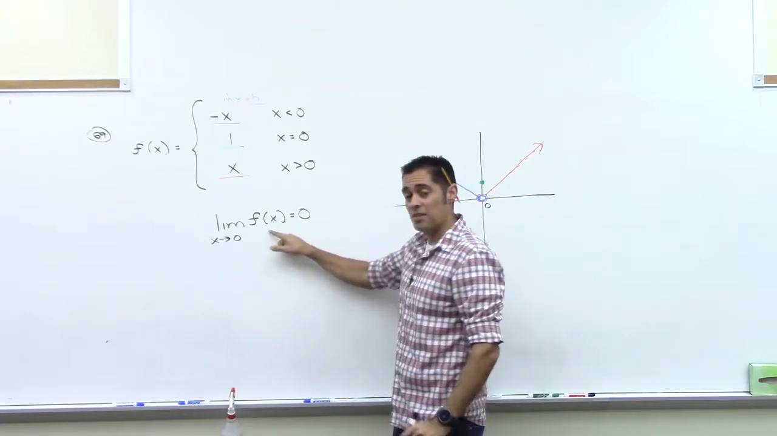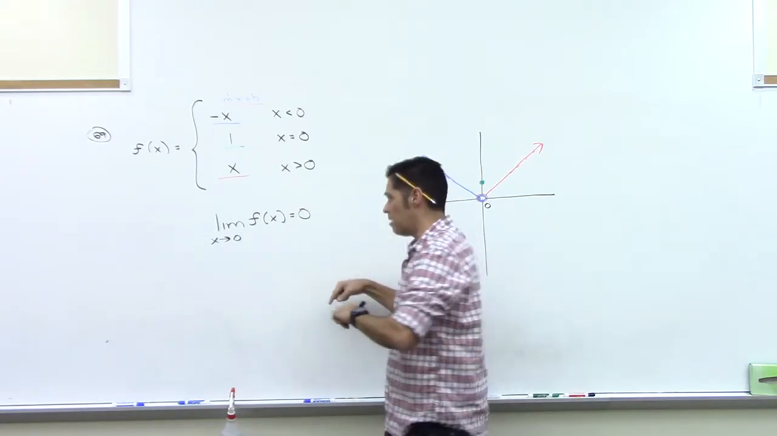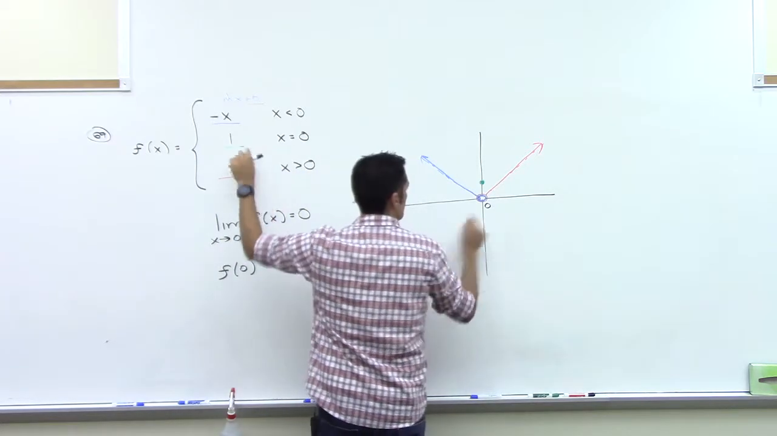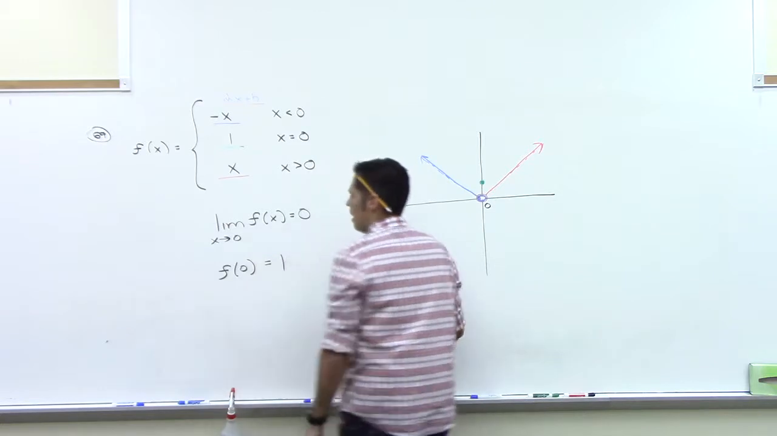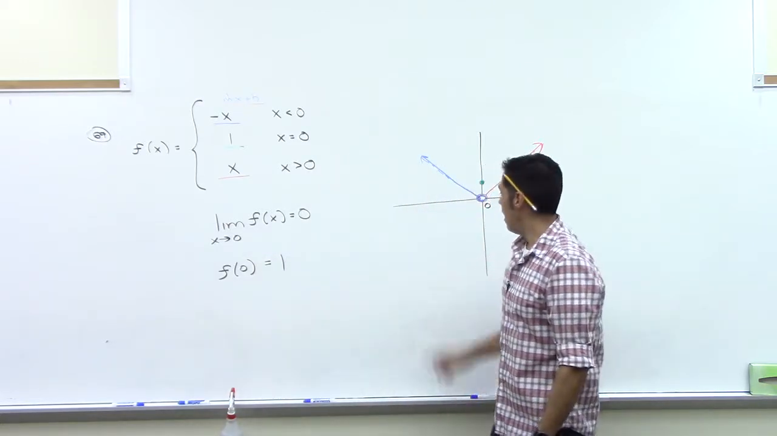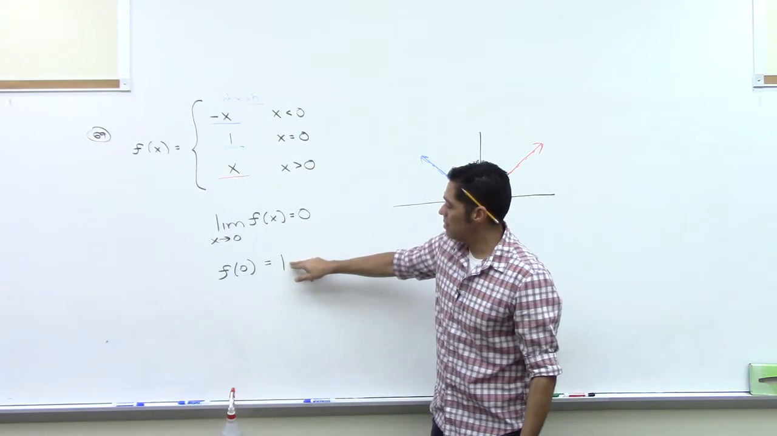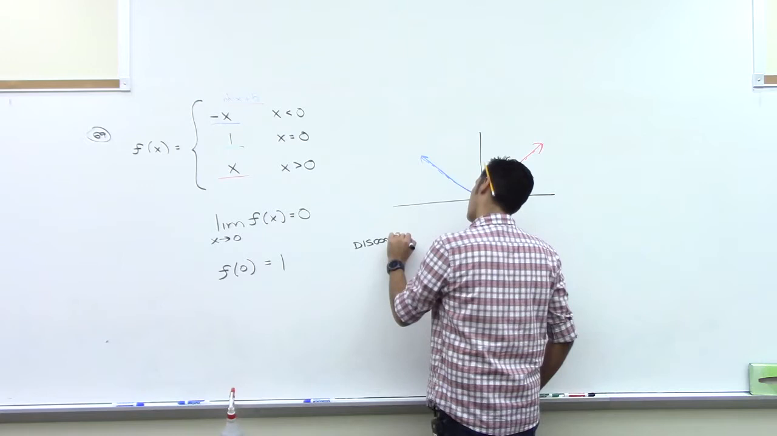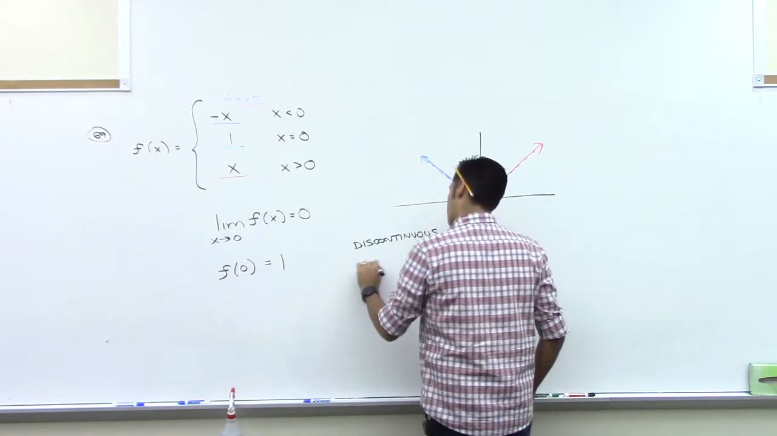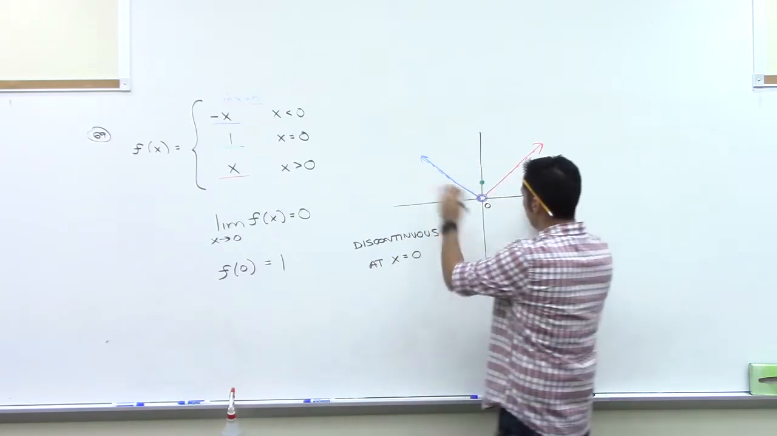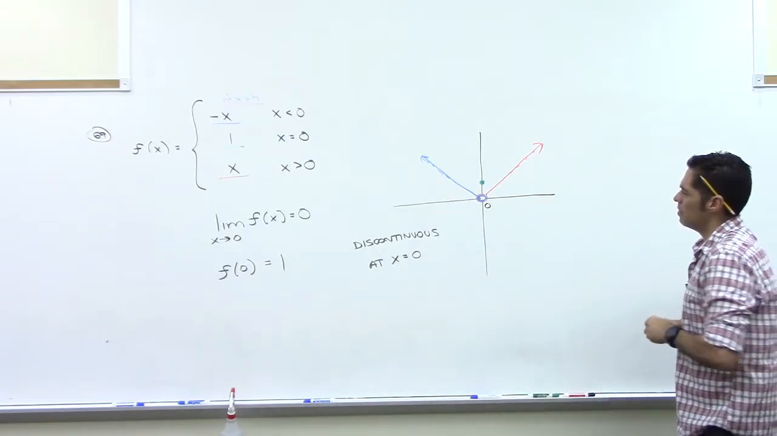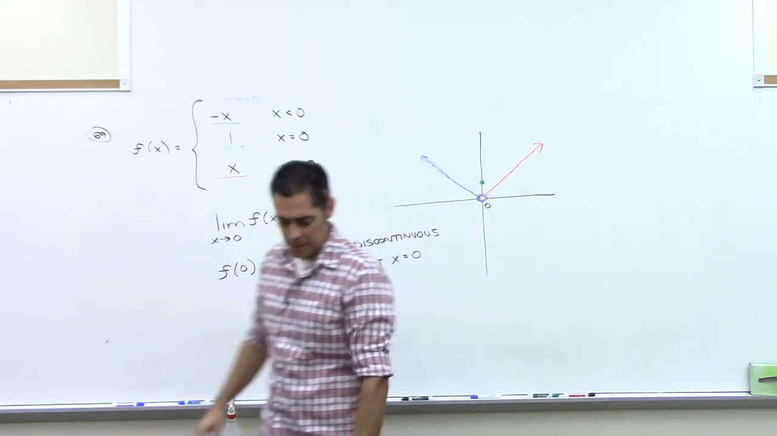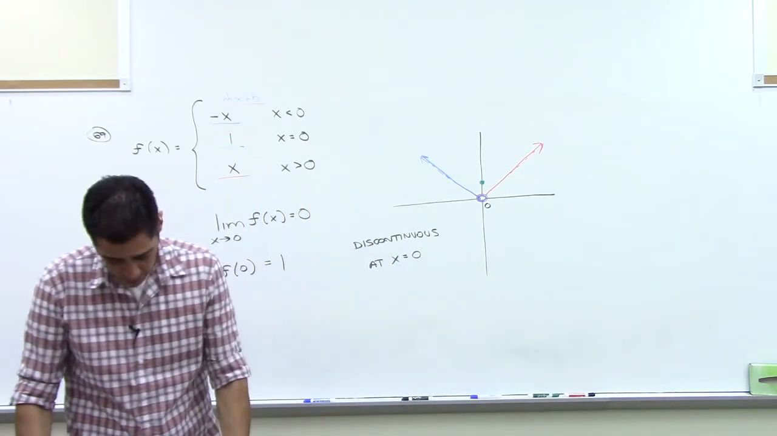Now we're supposed to check to see if that matches the function's value at 0. Well, the function's value at 0 was 1. And for it to be continuous at 0, we would need these two to match, which they don't. So therefore, this is discontinuous at x equals 0. Everywhere else, the function is continuous because we're drawing without picking up our pencil. So we only have 1 point of discontinuity. All right, well, that's it for the homework.